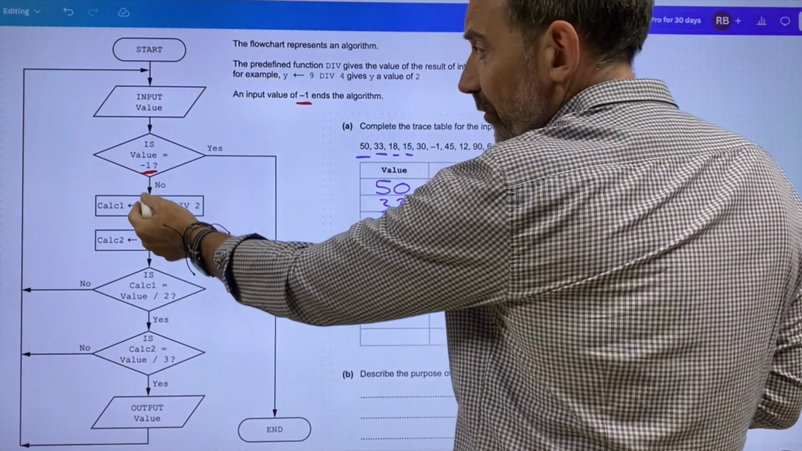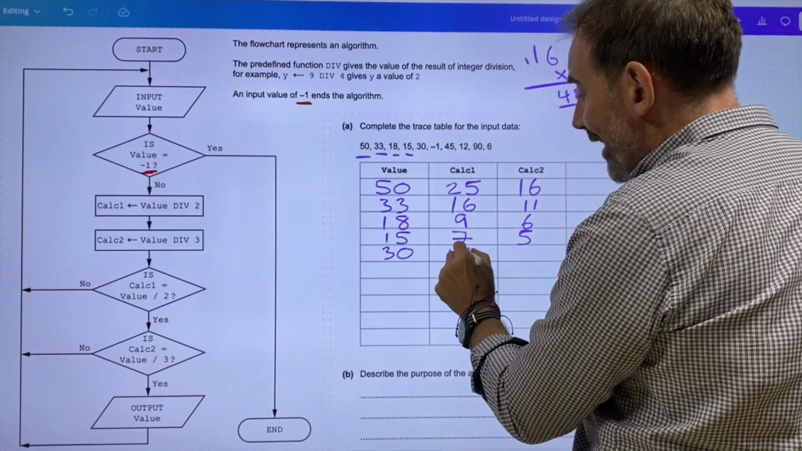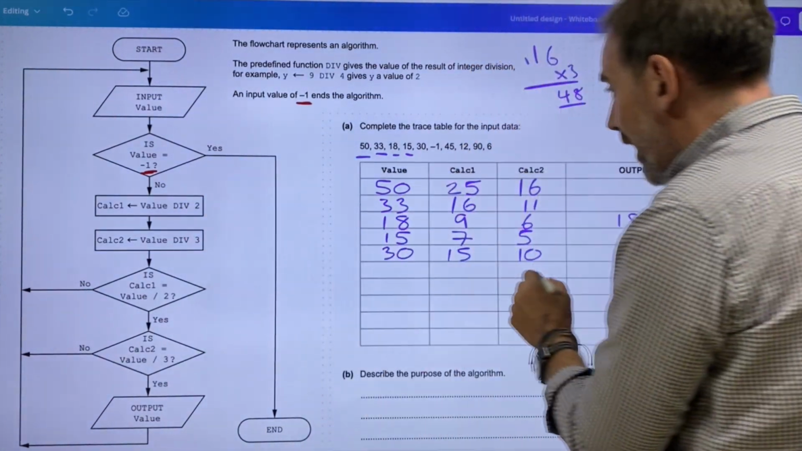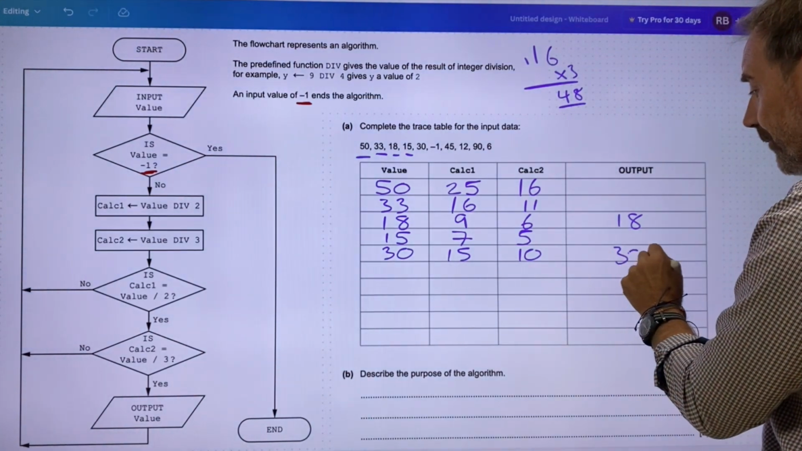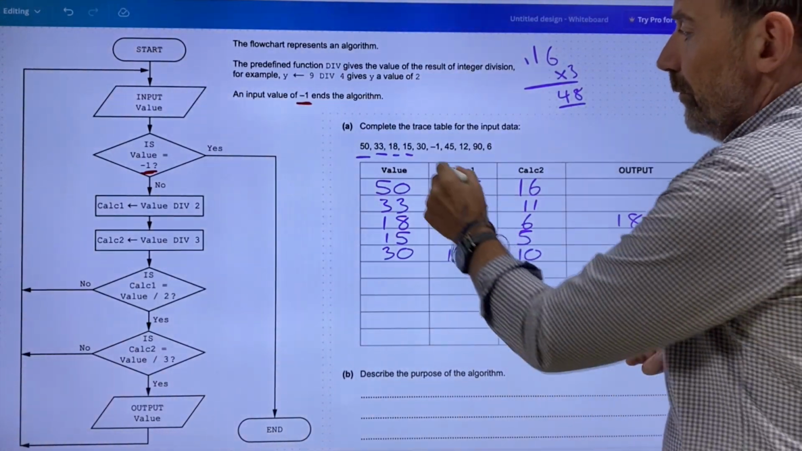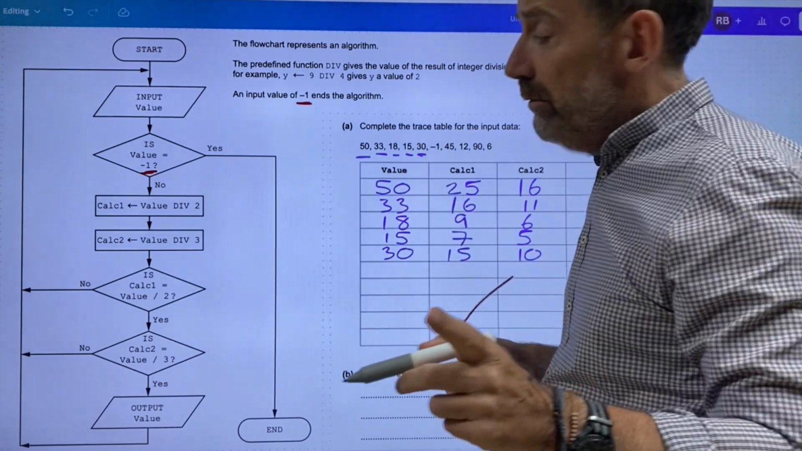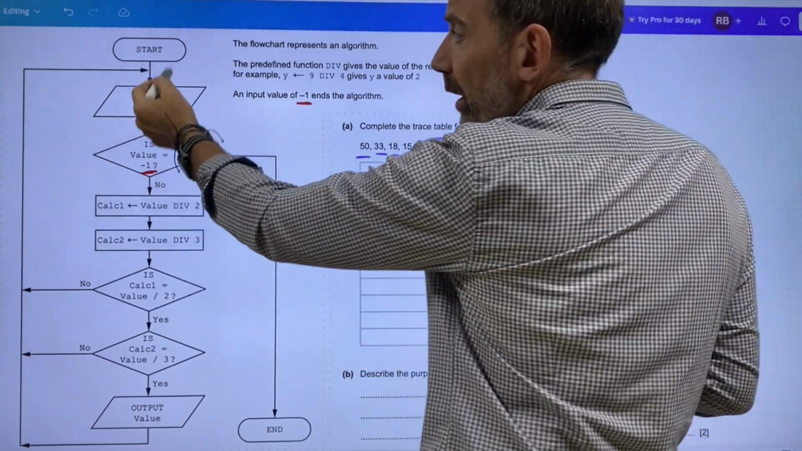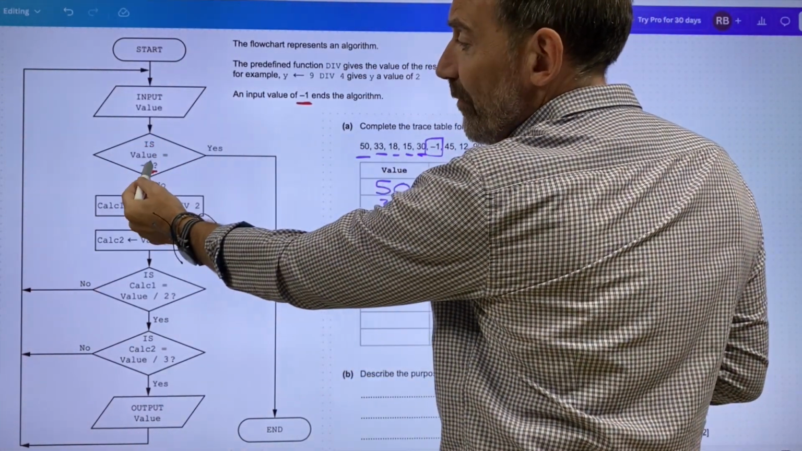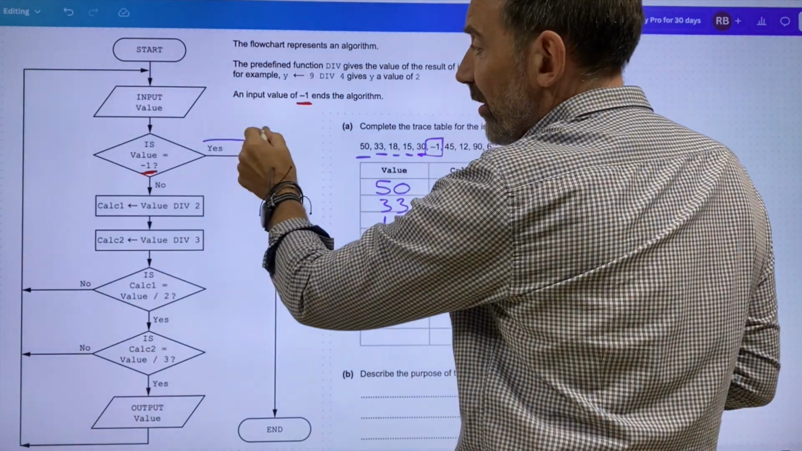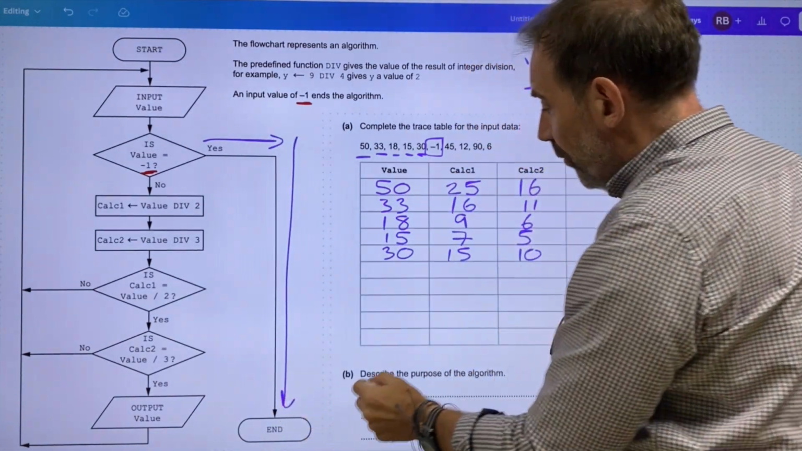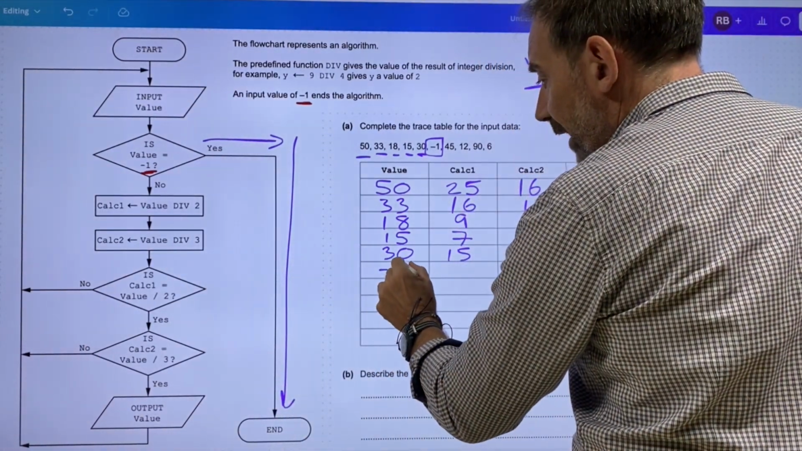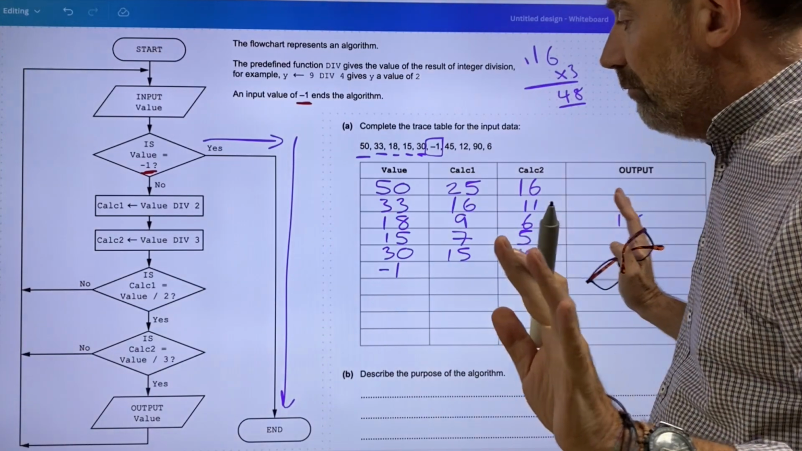Now 30 does divide by 2, 15, and it does divide by 3 to give me 10. So I can put in there the value 30. Tick off that. Then I've got the -1. So input the value -1. Is the value equal to -1? Well, yes, it is. So it's going to come down here, go to the end, and that's it. So I'm just going to put in there -1. That's the end of it.